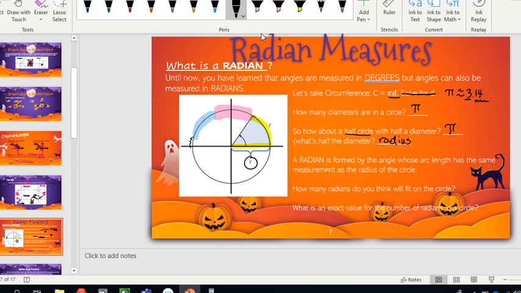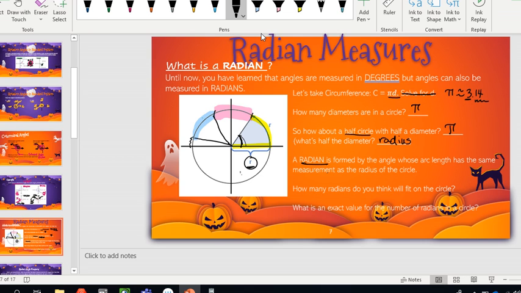So a radian is formed by an angle whose arc length is the same measurement as the radius of the circle. So if this is r, this distance is r, and this distance is r, this angle right here, that's a radian. And how many radians are in the top half of the circle? Well, there's pi radians in the top half of the circle, because we could do this 1, 2, with this next piece going down here, and then the last one. And then we would have this little extra piece, that 14% of the radius is still left. Okay? So that's what a radian is.